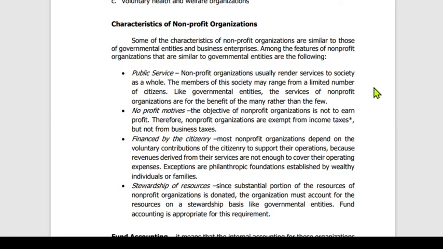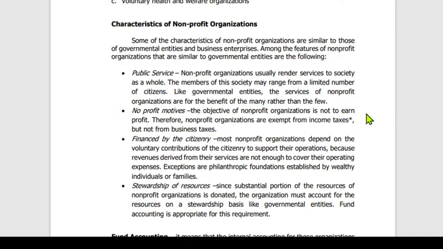One is public service, because nonprofit and government institutions both have the advocacy of bringing in public service in their operations. Sabi dito, the nonprofit organizations usually render services to society as a whole. The members of the society may range from a limited number of citizens. Like governmental entities, the services of nonprofits are for the benefit of many rather than the few.